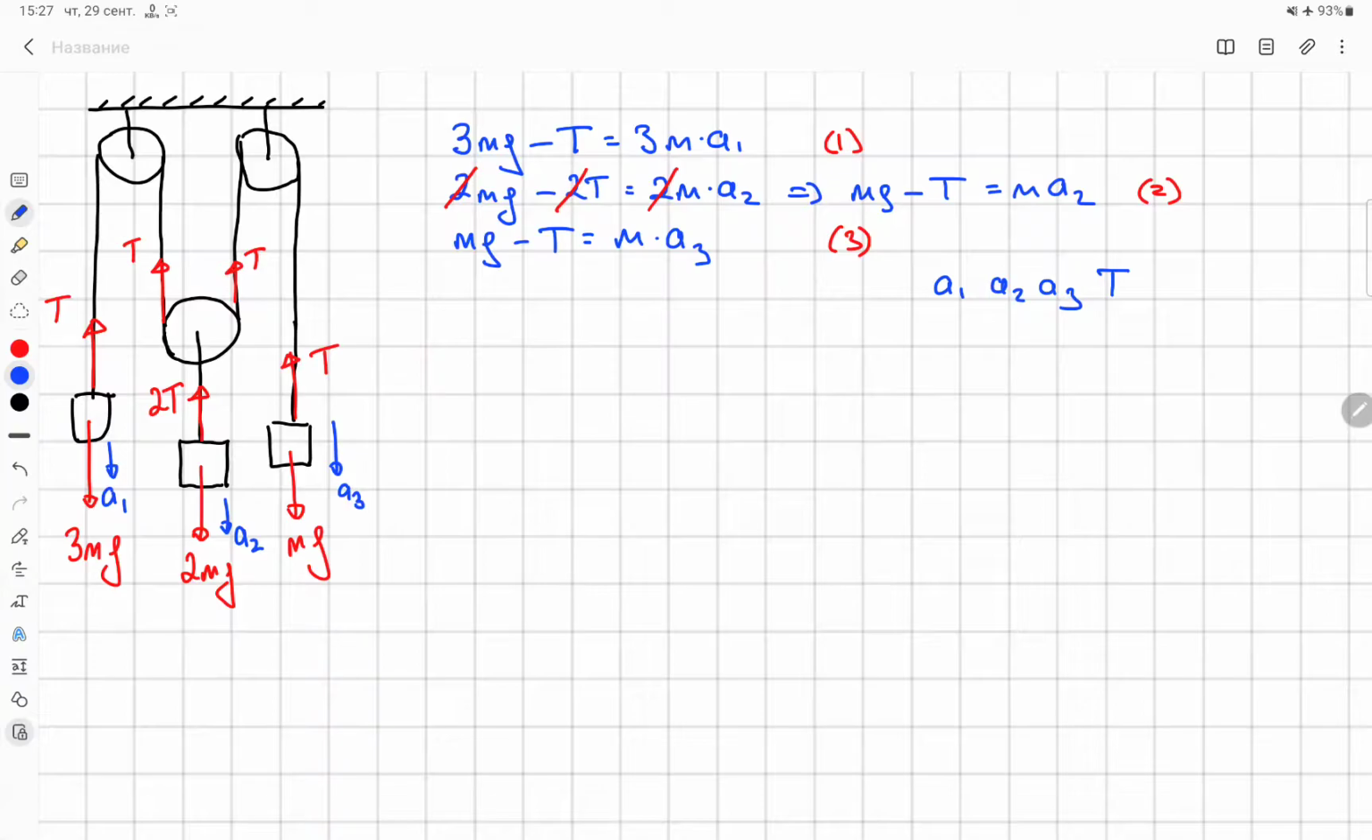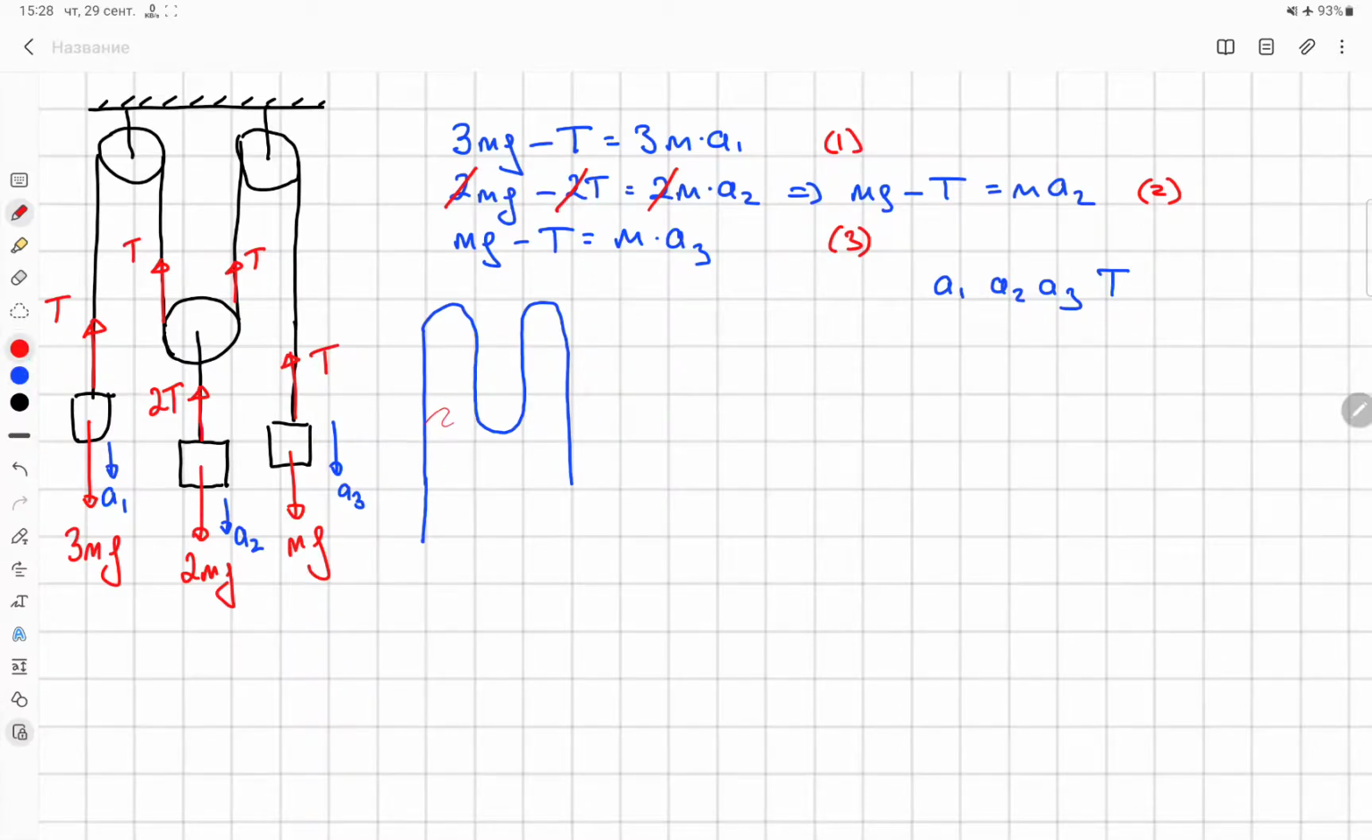The length of this rope is constant because it's not a spring, it's not elastic, and we can use this idea. For this reason, let me draw this kind of figure. So this is, for example, the initial position of the rope string.